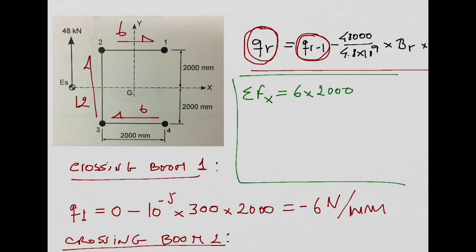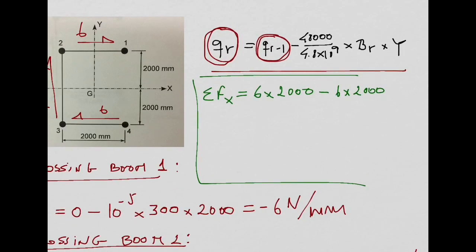Then this will give me the force in this skin, right? But I have something more in the horizontal direction. I also have this skin. The shear flow in this skin here in the bottom will also produce a force in the x direction, but now this force is opposite to x, and the shear flow is 6 again, and I need to multiply again by 2000. So the result of this is equal to 0, isn't it?